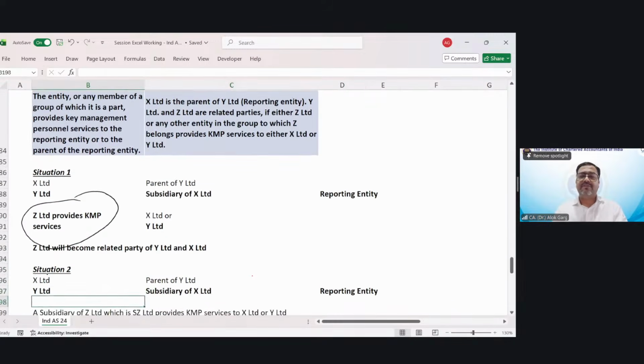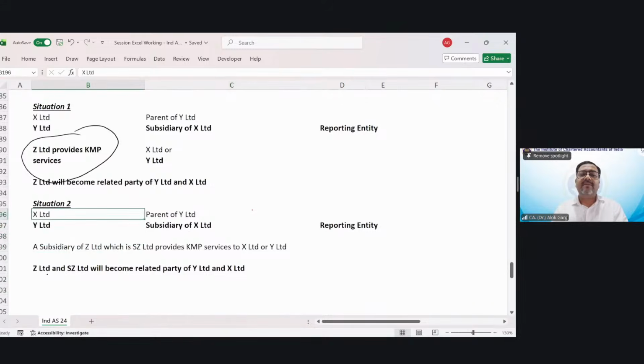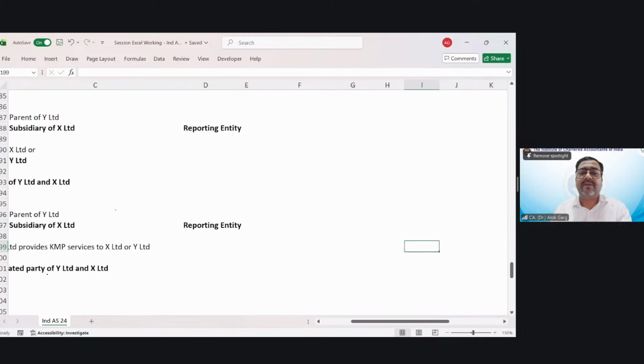Now, second situation. X Limited is a parent of Y Limited. Y Limited is a subsidiary of X Limited. It is a reporting entity. Now, a subsidiary of Z Limited, which is SJ Limited, subsidiary of Z Limited. This provides KMP services to X Limited or Y Limited.